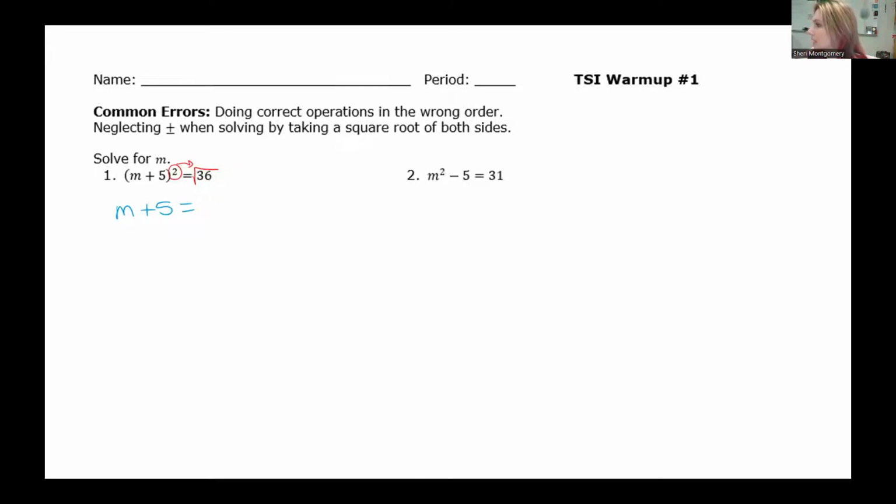The questions on TSI are all perfect squares. So it's usually taking the square root of 25, 49, 36, or 16. They're all perfect squares, so they work out nicely. The square root of 36 is 6, and then it's just a simple one-step equation. M plus 5 gives you 6, so we can subtract 5. What does M equal? 1, very good.